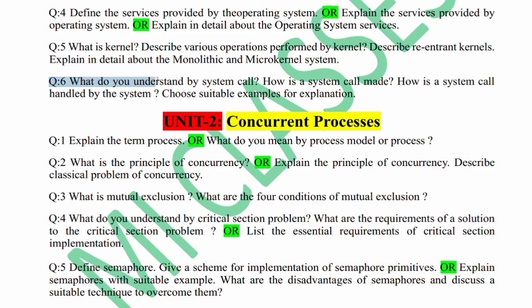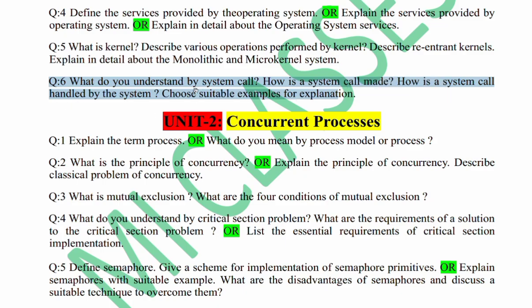Question number 6 is, what do you understand by system calls? How is a system call made? How is a system call handled by the system? Choose a suitable example for explanation.